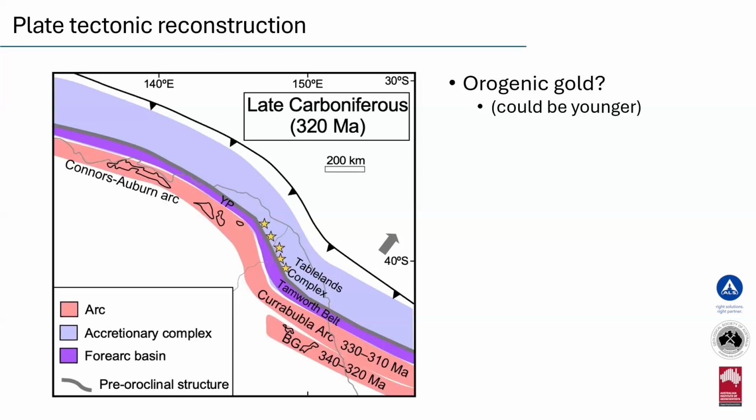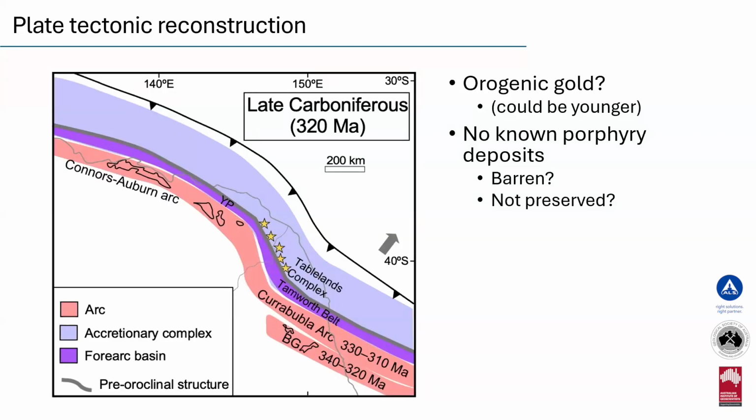The important thing maybe is what we don't see here. We don't see any mineral deposits apart from those suspicious orogenic gold. We don't have porphyry deposits. We don't have intrusion-related deposits. Maybe the system is barren. So that is interesting in its own right.